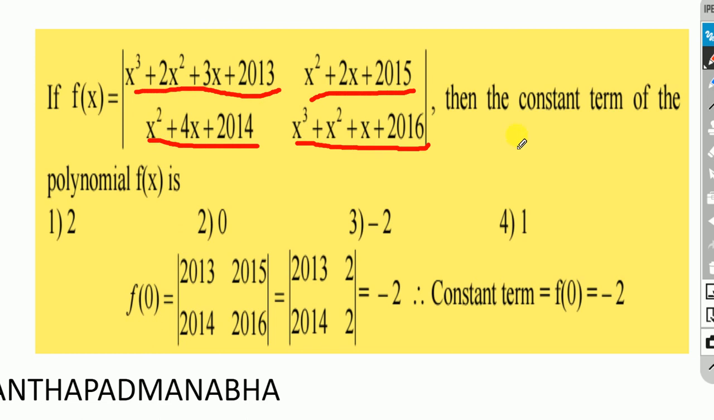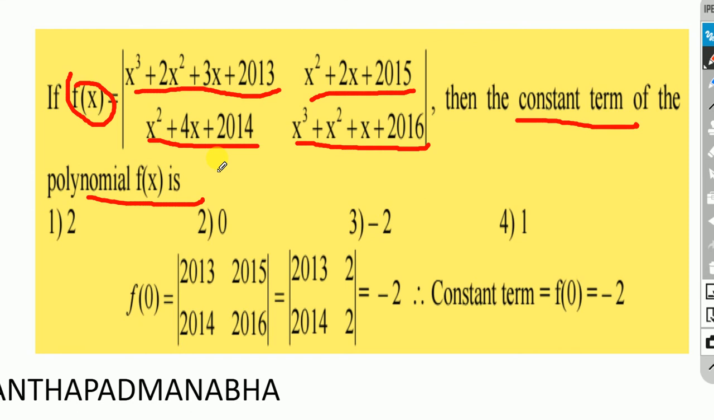So we put x equals 0, because we need the constant term of this polynomial f of x. Of course f of x is a polynomial. When you expand this determinant with the variable x, you will get a polynomial only. I have to find the constant term in that polynomial. That is, when you expand this determinant, what is the constant value?